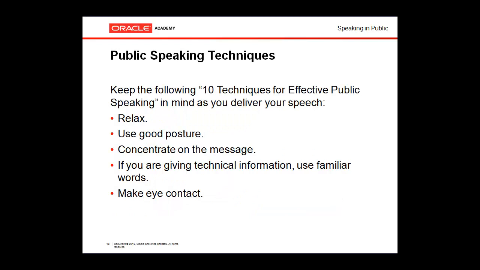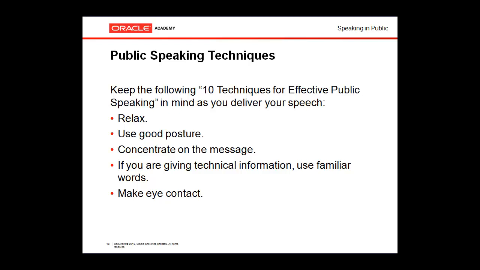When the big moment arrives, take a couple of deep breaths before you begin and keep the following 10 techniques for effective public speaking in mind. Relax. Give yourself time to take a couple of deep breaths before you begin. Use good posture. Standing up straight conveys a sense of confidence. Poor posture looks sloppy and conveys uncaring and/or weakness.